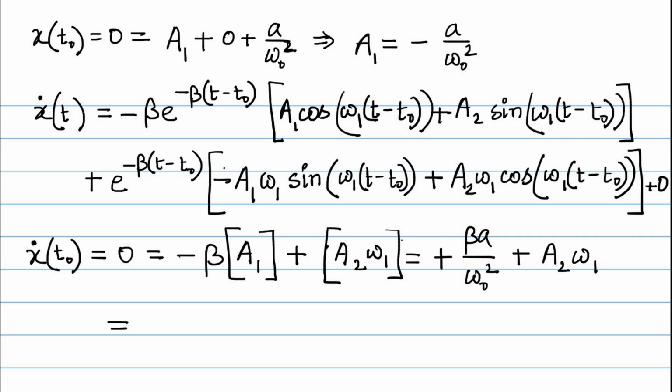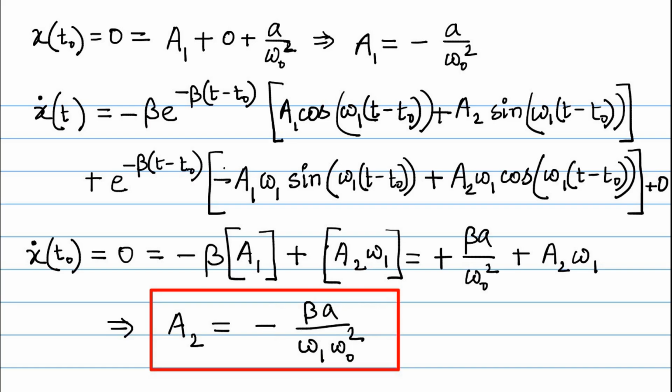If you want to solve this, it is very trivial. You just take it to the other side. The other side gains a negative sign, and we send omega 1, which is the coefficient of a2, into the denominator. So you have a2 equals negative beta A divided by omega 1 omega naught squared. So these are the solutions for a2 and for a1. Now let us take these quantities and substitute them into our solution. So therefore this is our solution.